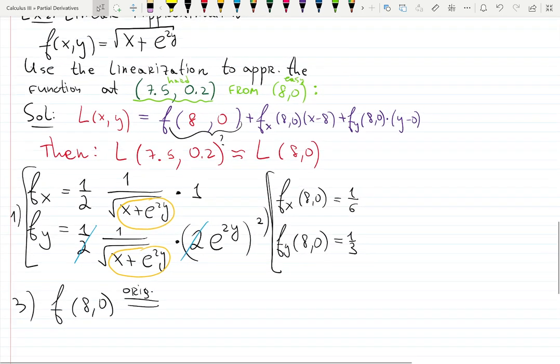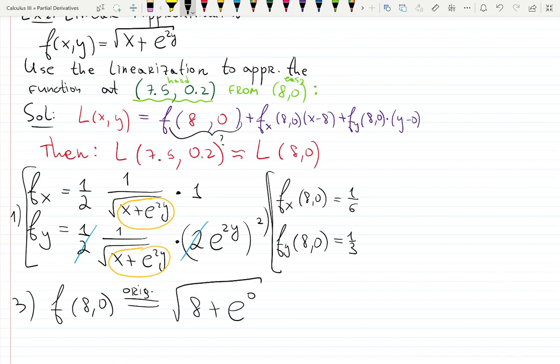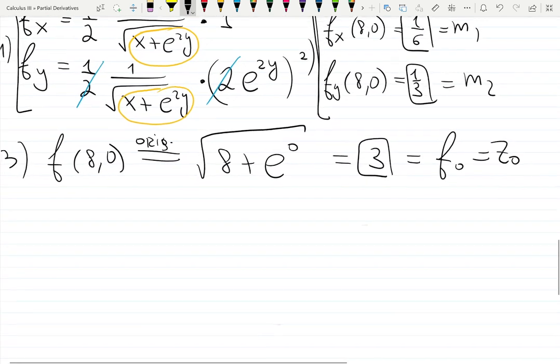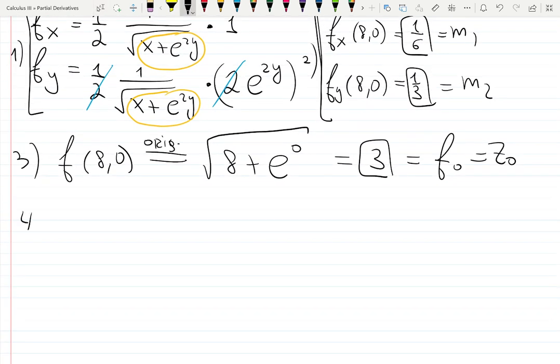The original is the square root. The square root of 8 plus e to the 0, which is 1. So it is square root of 7, I think? No, that's 9. Oh, square root of 9 is 3. Very nice, that's a good number. So this is my slope 1, slope 2, and then f sub 0. You can call it like so, or z sub 0. That's also notation. Now you can build a formula.